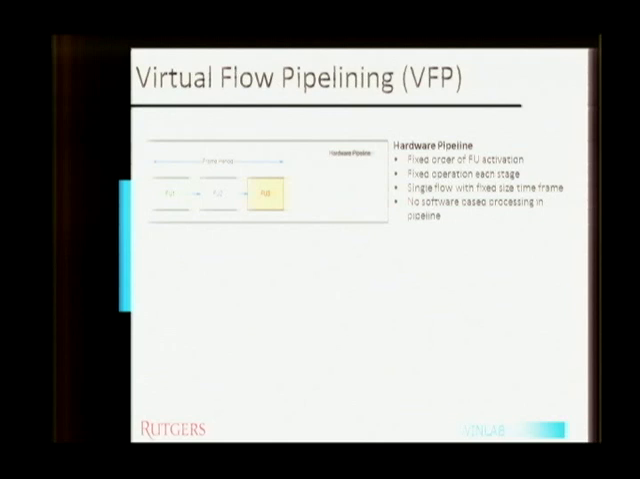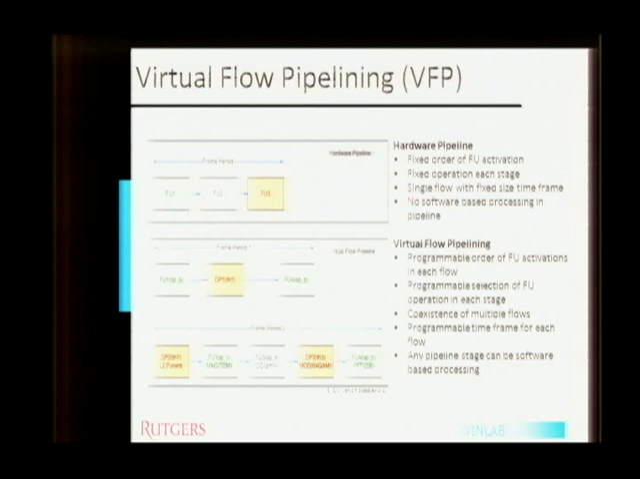Now, traditional radios have a hardware pipelining model, which means most of the functional units or the data processors are embedded into hardware, and these connections between them are physical, as in they are physically connected in the hardware. Because of this, you have a fixed order of FU activation. FU is the function unit. These systems are designed only for the protocols that they are designed for, and there's only one single flow. As you can see, it does not cater to future developments of wireless protocols.